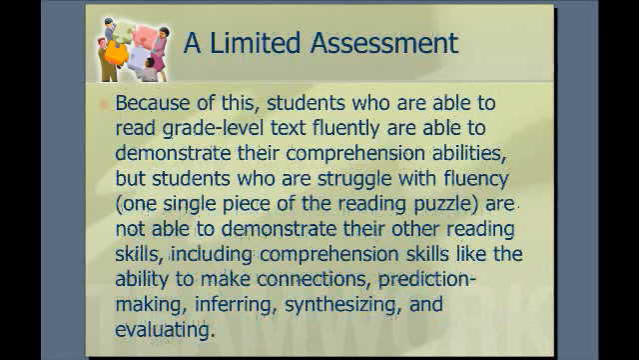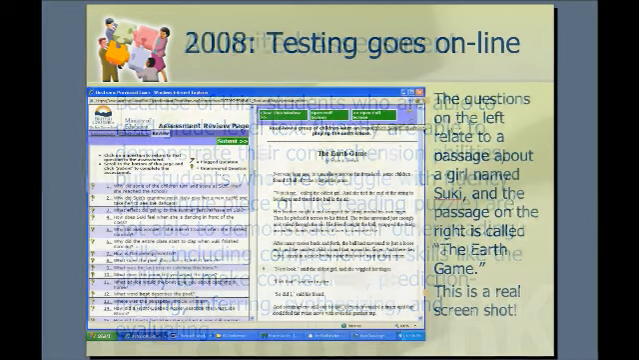Because students who are able to read grade level text are able to get in there and understand and show what they're able to comprehend in terms of a reading passage and answering questions about it, it's valid in a way for them. But for any student who struggles with fluency, which is just one piece of the reading puzzle, they are not able to get in and demonstrate any of their other reading skills, including higher level reading and comprehension skills like making connections to previous background knowledge, prediction making, inferring, synthesizing, and evaluating.